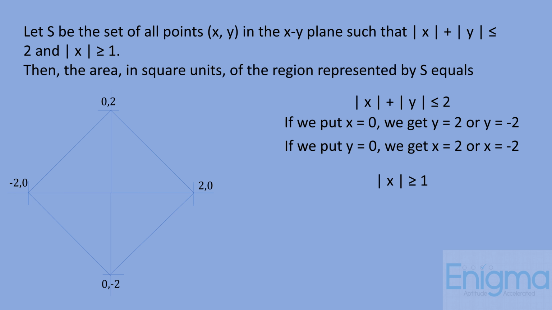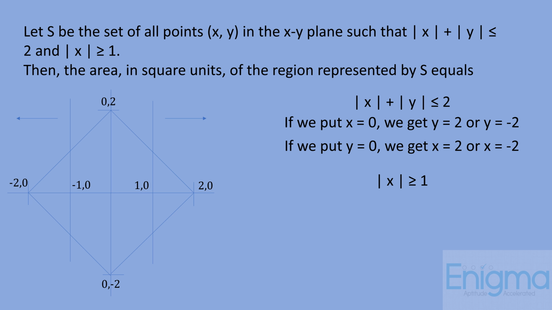Now, moving on to the second equation: |x| ≥ 1. The main points will be x equal to 1 or x equal to minus 1. So, we can draw vertical lines parallel to the y-axis going through these 2 points like this. The area satisfying |x| ≥ 1 will be on the right hand side of the point (1, 0) and on the left hand side of the point (-1, 0) like this.